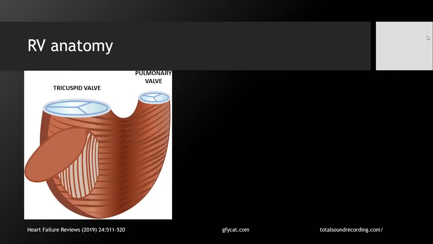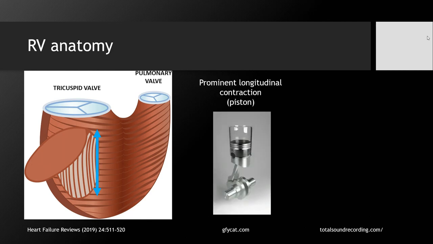Now, in discussing RV anatomy, it's also important to recognize that, similar to the LV, the RV has cardiac muscle oriented in different directions, but the predominant one seems to be longitudinal fibers, these vertical fibers that you're seeing. And that means that RV systolic function has what's often described as a piston-like motion, just like you're seeing in this GIF over here.